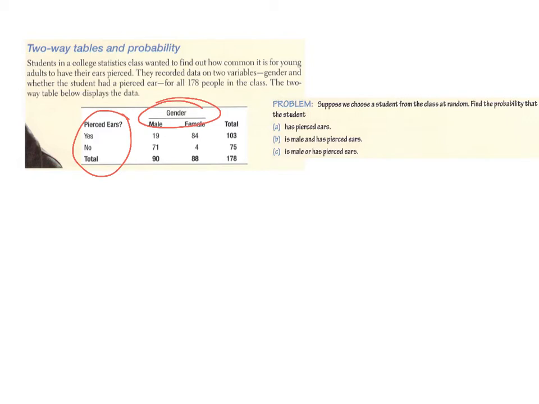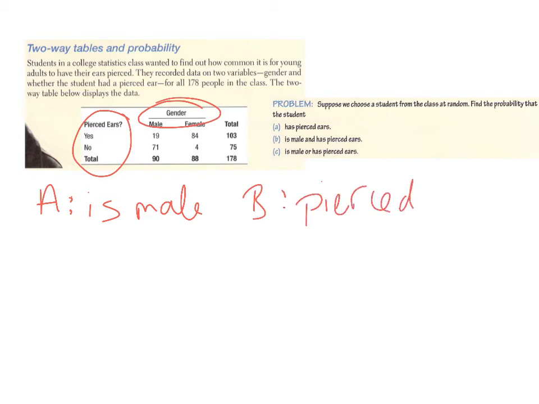Okay, so let's go ahead and define this event. Let's look at our whole problem here. We've got the probability the person has pierced ears, the probability they're male and have pierced ears, and the probability they are male or have pierced ears. So let's define our events. Event A is male, and event B is pierced ears. And let's see what we can work with here.